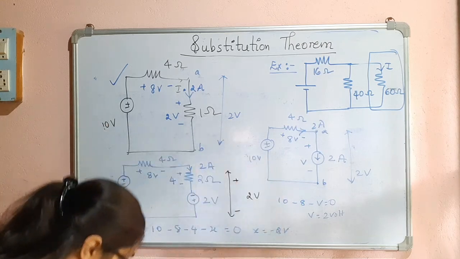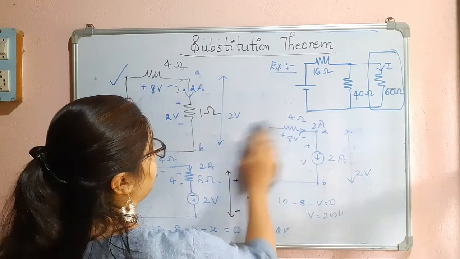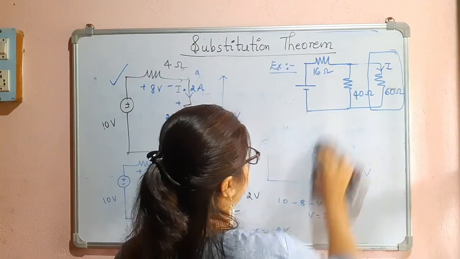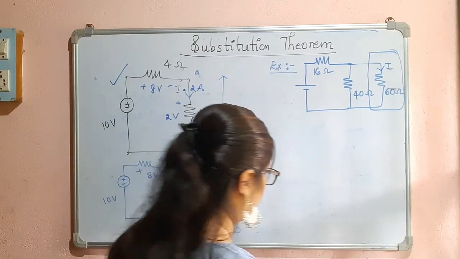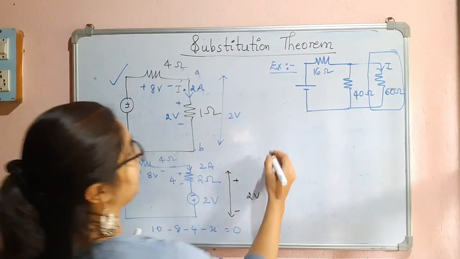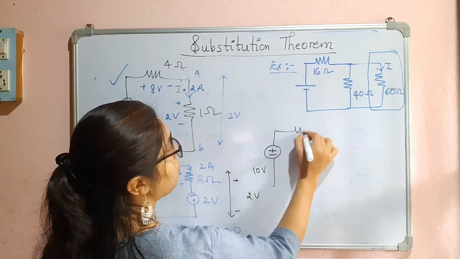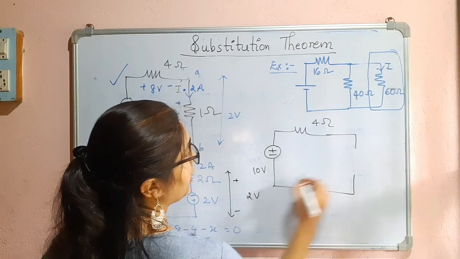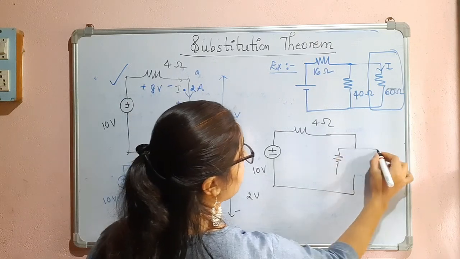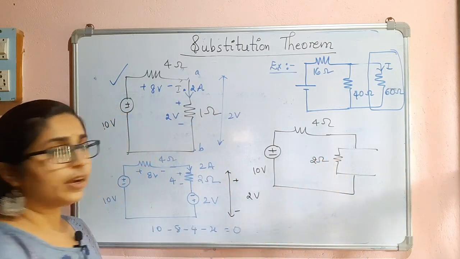Okay, so similarly, now we can replace it with the practical current source. Okay, now we will see how it is replaced. So this is 10 volts as it is. This is 4 ohms as it is. Here I will replace it with the current source, practical current source. I will take the resistance of 2 ohm once again. Okay, 2 ohm once again.